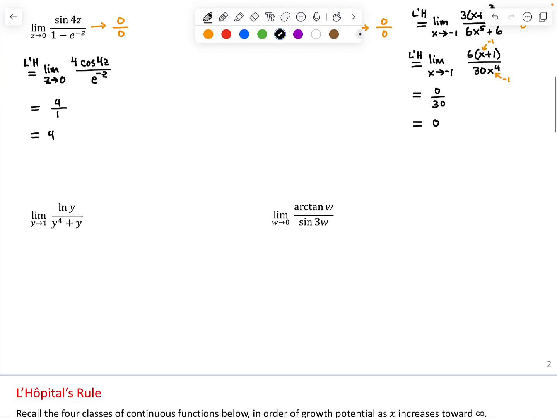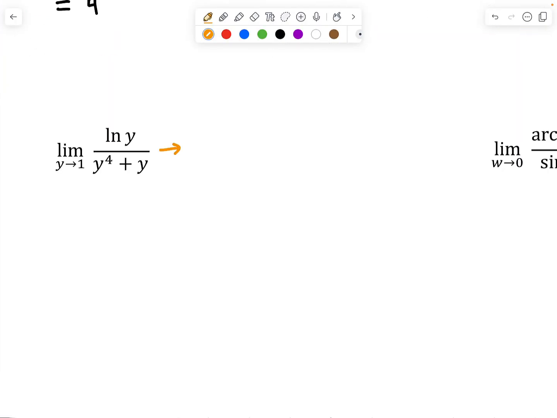Next limit on this page, if you plug in y equals 1, the natural log of 1 is 0. If you plug in 1 into the denominator, we get 2. Well, this is not a quotient indeterminate. This will be the result of our limit without needing to use L'Hopital's rule. We get 0 divided by 2, which is 0.